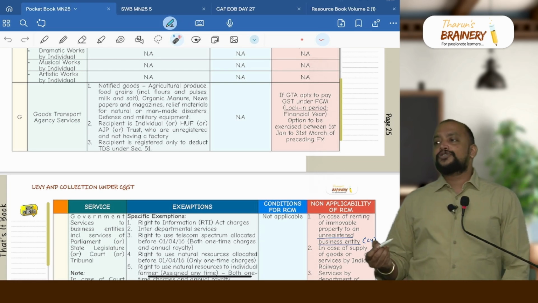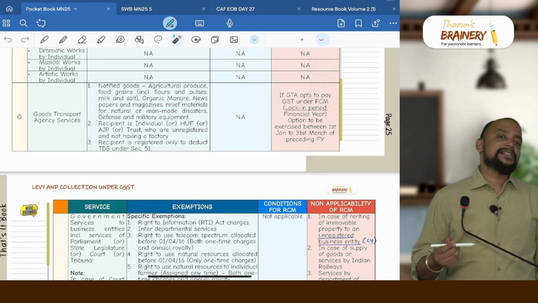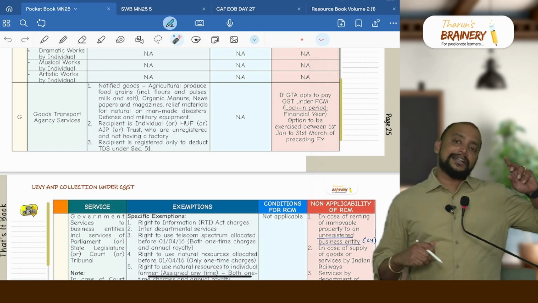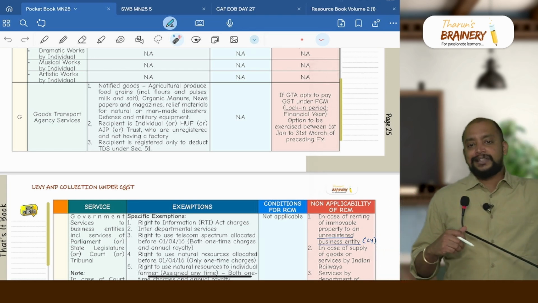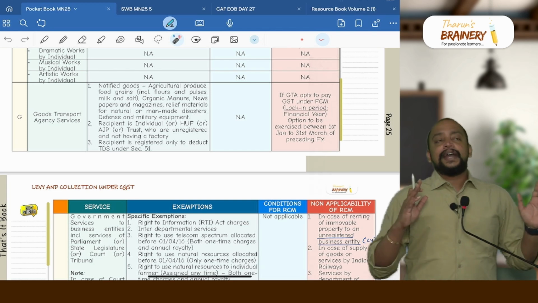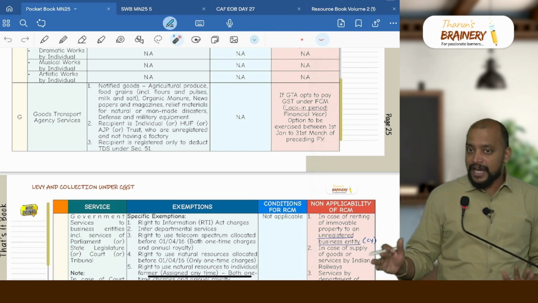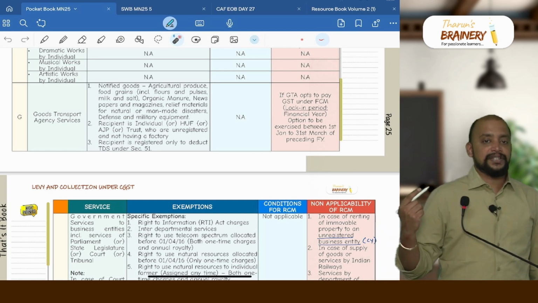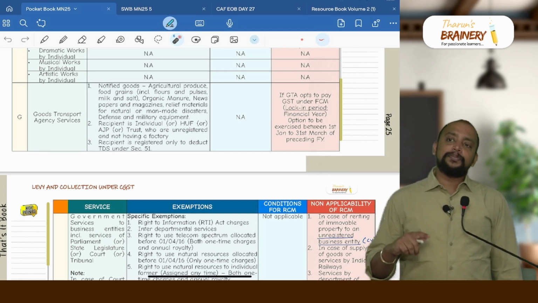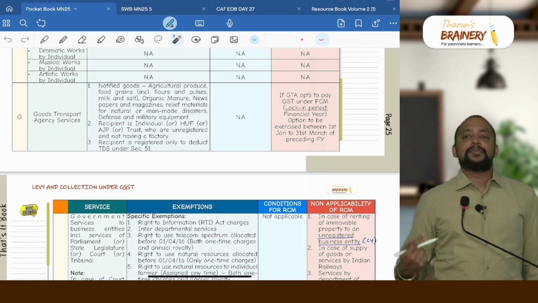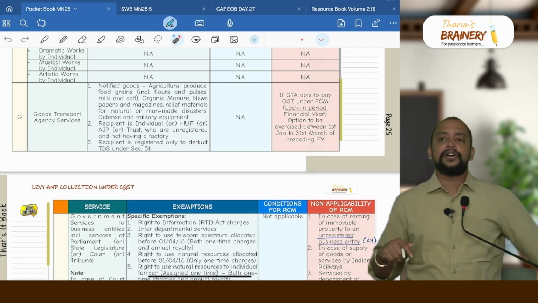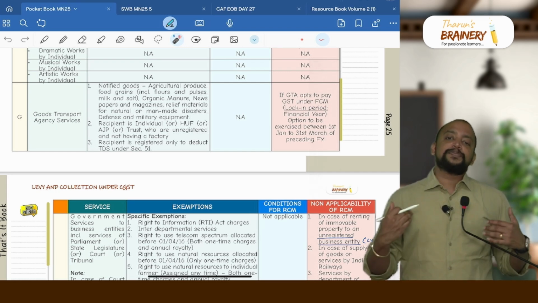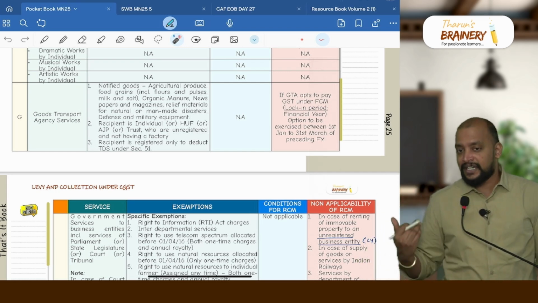And GTA also has the option to pay GST under FCM if they select the option. That option should be selected between January 1st to March 31st of the previous financial year, and the option selected will be throughout this financial year. And they have 2 rates under FCM: 12% with ITC, 5% without ITC. And if it is 12%, they can take ITC on their inward supply. If it is 5%, they cannot take ITC on their inward supply. However, the recipient who is paying this 12% or 5% can definitely take ITC.